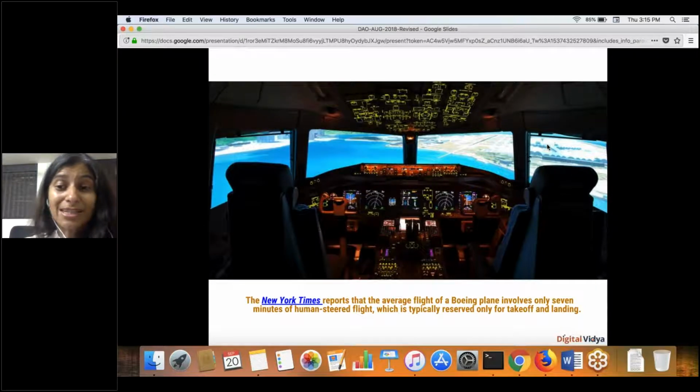Moving to the next example, which is slightly varied but very interesting, is what a new age word calls the Internet of Things. But if you look at the airplane industry, it's been using this forever now, to an extent that a typical flight involves very limited human involvement. One of the New York Times reports said that only 7 minutes of a flight is human steered, typically reserved only for takeoff and landing. So basically, the rest of the navigation is based on the machine, the algorithm, the environment, and the data it has currently, and it is able to navigate successfully.